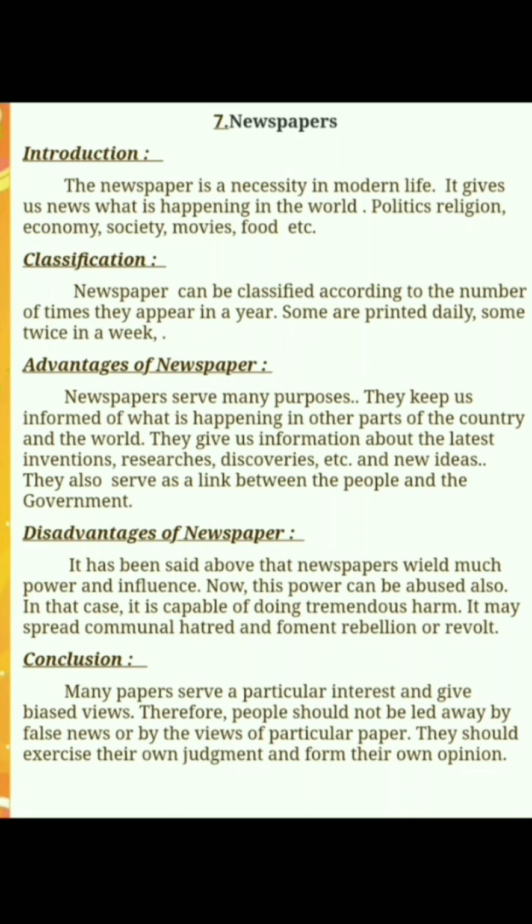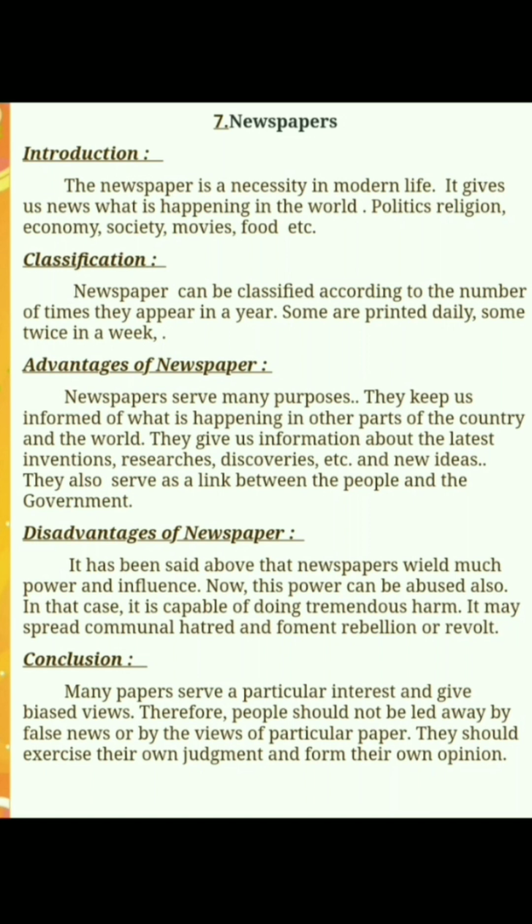Disadvantages of newspaper. It has been said above that newspapers wield much power and influence. Now this power can be abused also. In that case, it is capable of doing tremendous harm. It may spread communal hatred and foment rebellion or revolt.